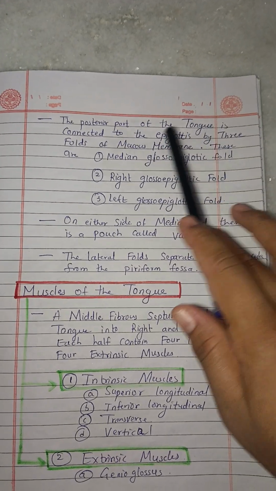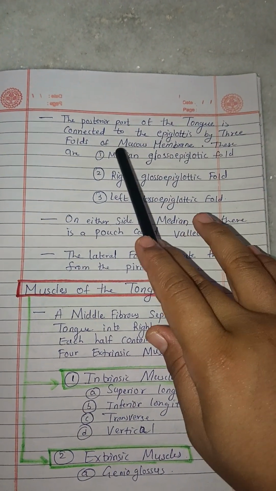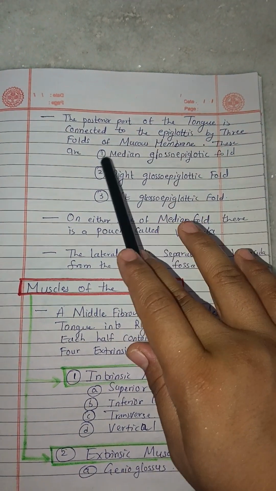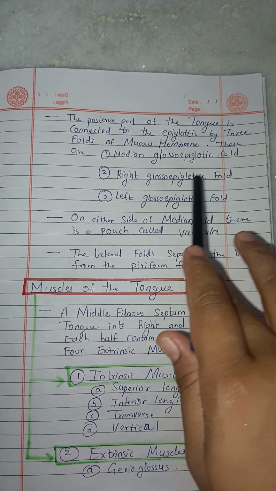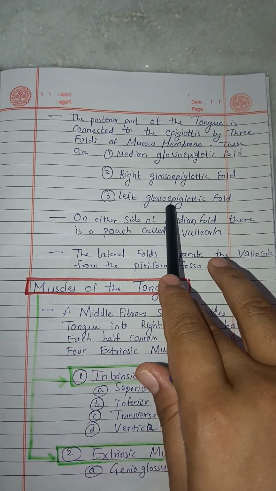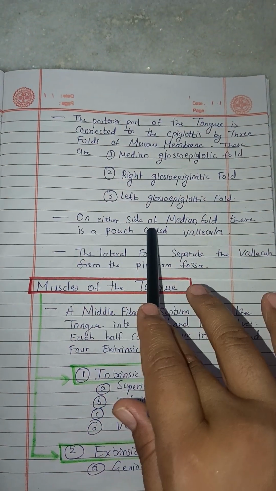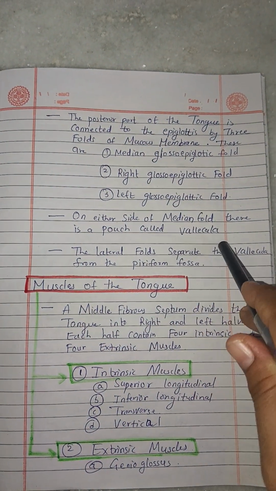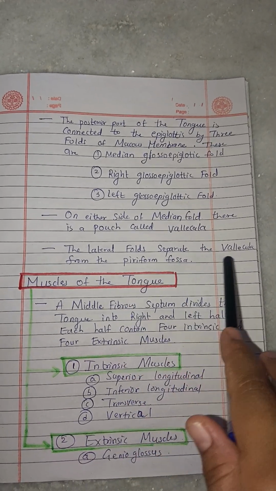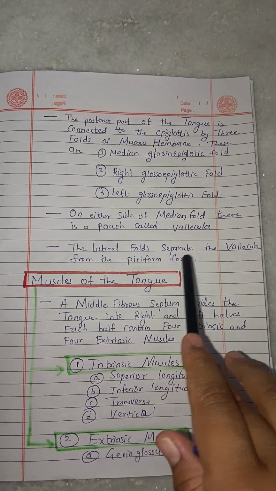The posterior part of the tongue is connected to the epiglottis by three folds of mucous membrane. These folds are the median glossoepiglottic fold, the right glossoepiglottic fold, and the left glossoepiglottic fold. On either side of the median fold, there is a pouch called the vallecula. The lateral fold separates the vallecula from the piriform fossa.